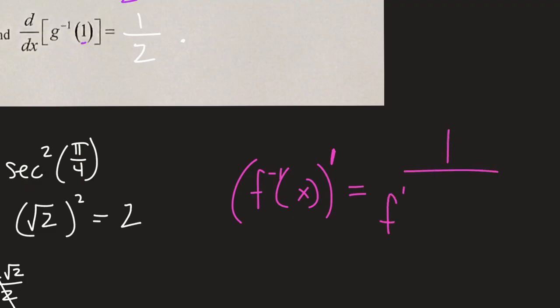So, to wrap up, it doesn't matter how you see it, but the derivative of an inverse is 1 over the derivative of the inverse of your function. Just memorize that formula.